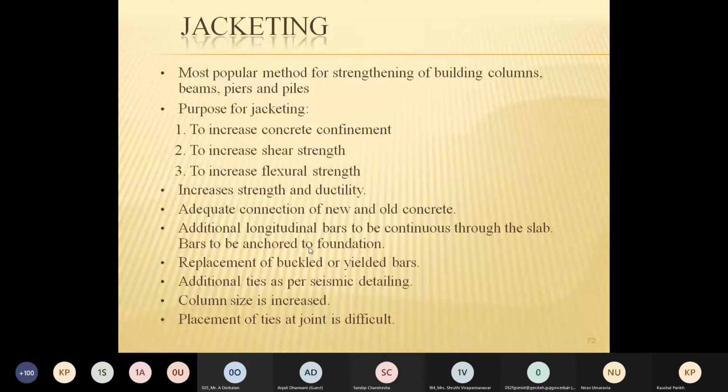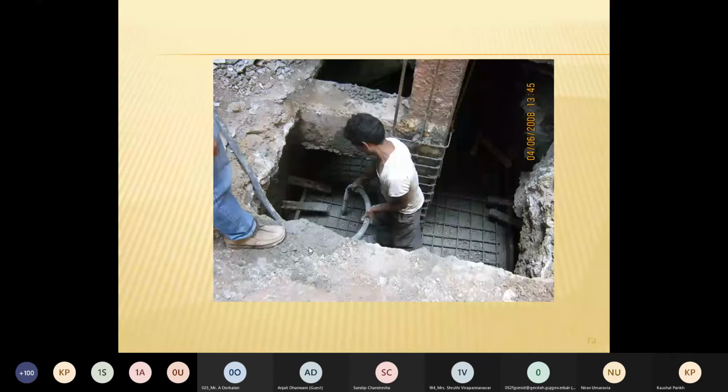Here, the most important thing is that an adequate connection is needed between new and old concrete. The additional longitudinal bars have to run continuously through the slab and be anchored to the foundation. The old bars have to be replaced. The additional ties have to be provided as per the seismic detailing. Here, some of the images show clearly how the jacketing is done.